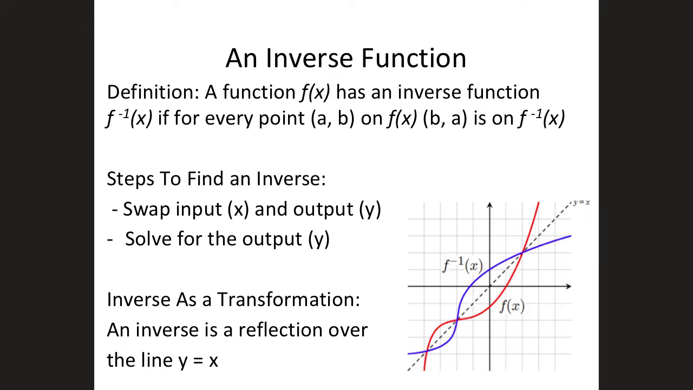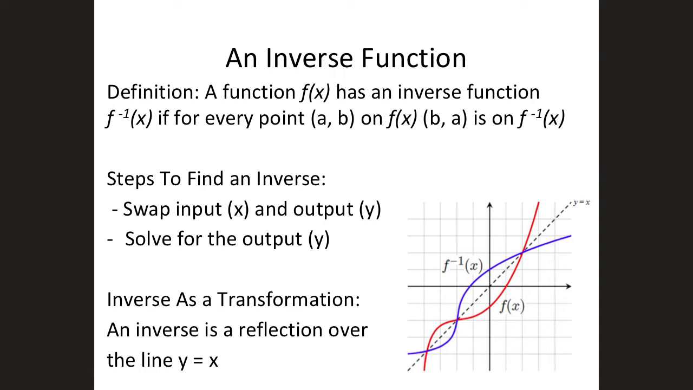So the definition of an inverse is we say a function f of x has an inverse, and we notate that f to the -1 of x, if for every point (a, b) on f of x, (b, a) is on the inverse. So all the points from f of x swap on the inverse. How we find an inverse is we swap the input and the output. We switch the x and the y's, and we solve for y. Transformation-wise, inverses are a reflection over the line y equals x.